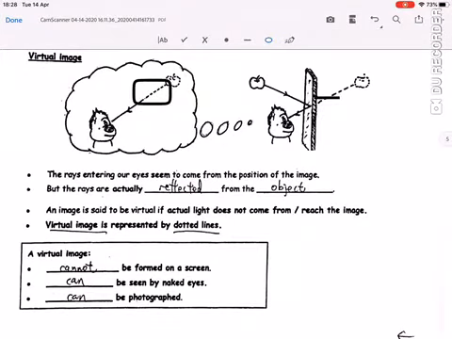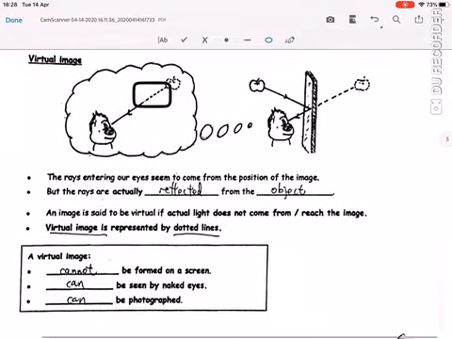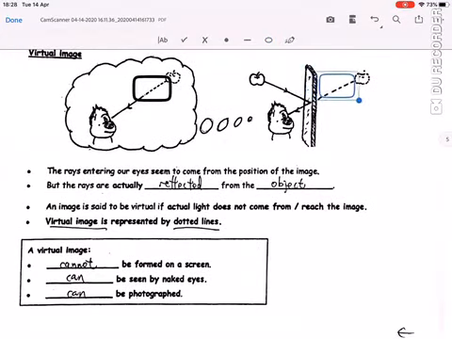Why is it the dotted line? Let me erase the other part. You see this dotted line here. Basically, it is the same line as the way the light would have traveled. But our brain wouldn't be able to make that adjustment, so we just perceive that the object is there. So we receive the reflected light from the mirror.